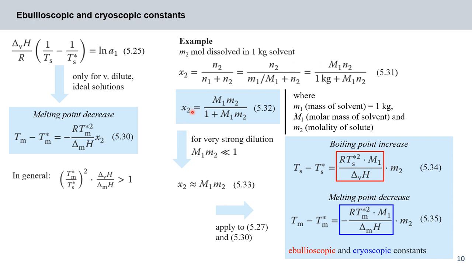We can then simplify this: x2 equals M1 times m2 over 1 plus M1 times m2, where m1 is the mass of the solvent, in this example 1 kilogram, big M1 is the molar mass of the solvent, and small m2 is the molality of the solute. Now remember our assumption: we are working at very strong dilution. That means M1 times m2 is much, much smaller than 1, and we get for the mole fraction x2 approximately the molar mass of the solvent times the molality of the solute. This is our equation 5.33.